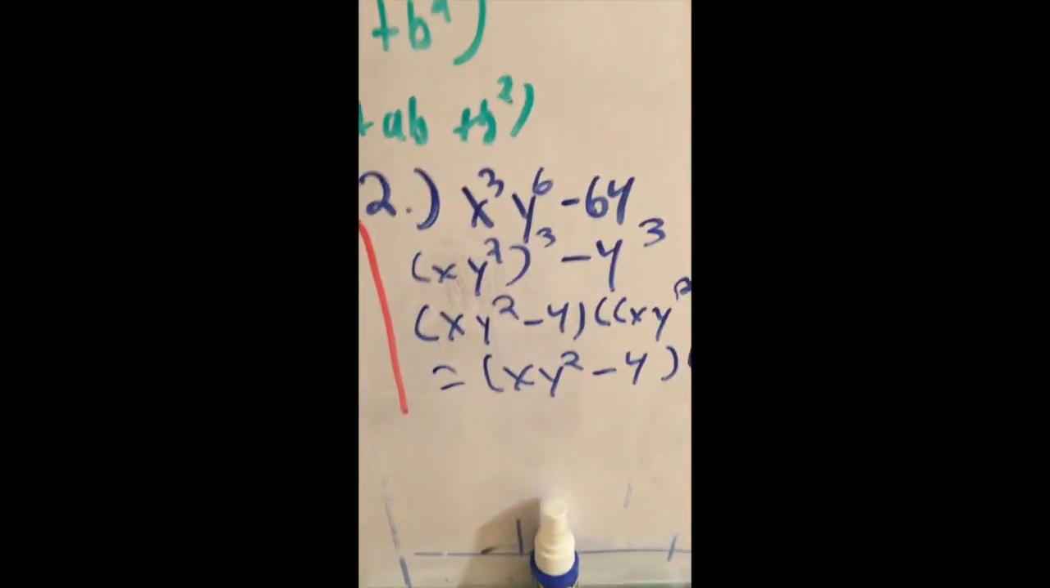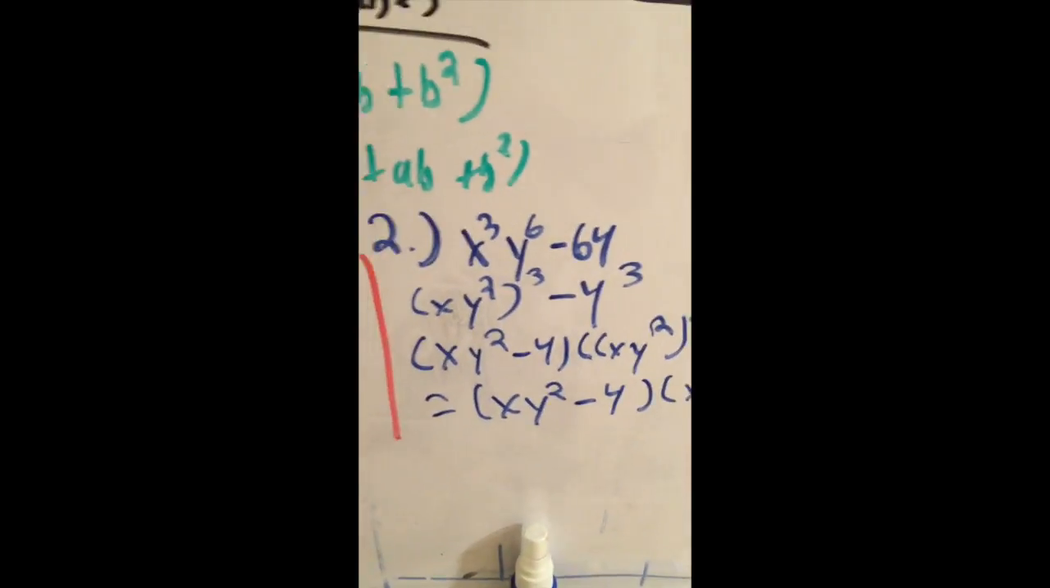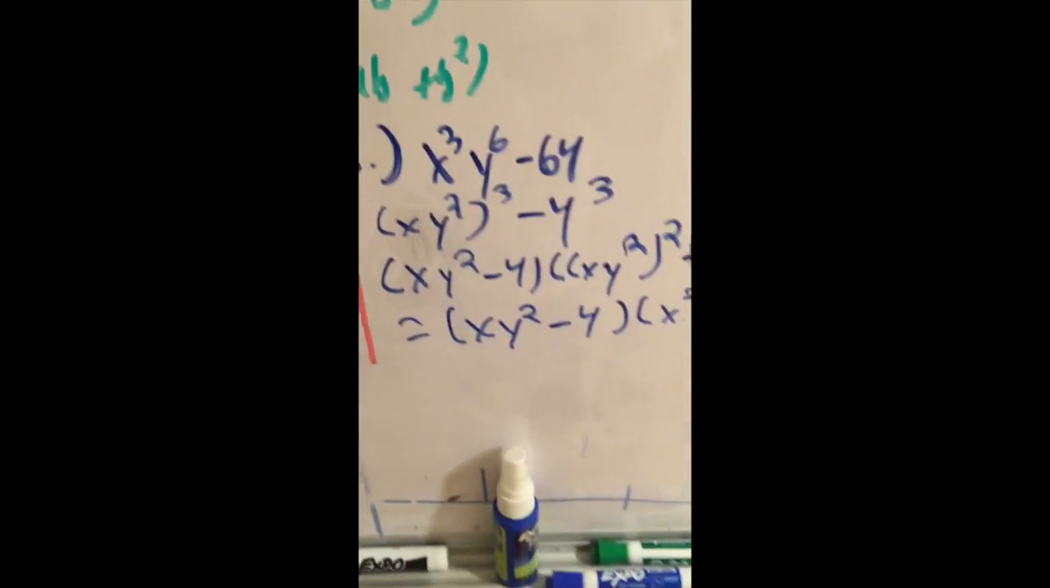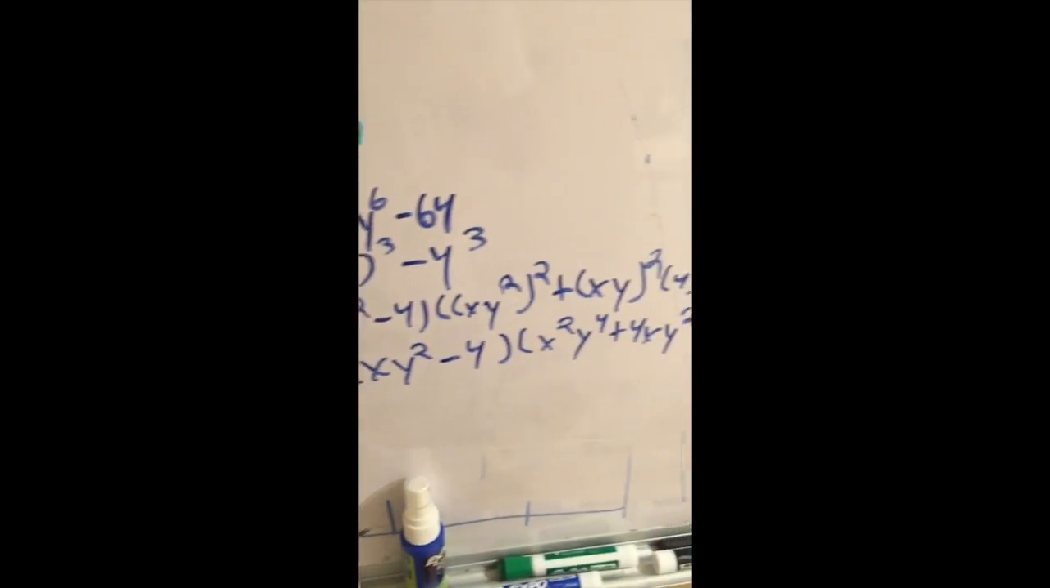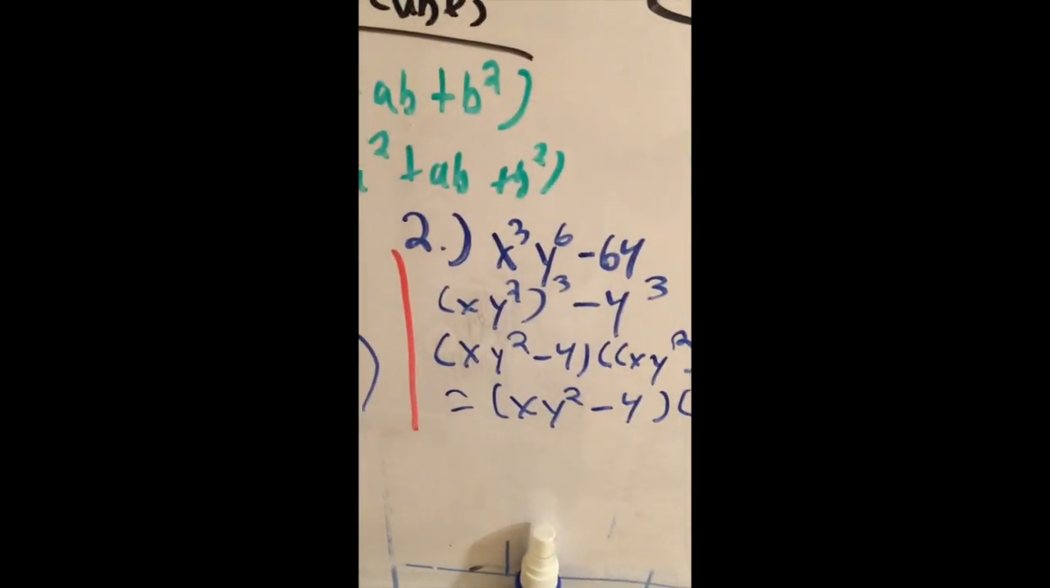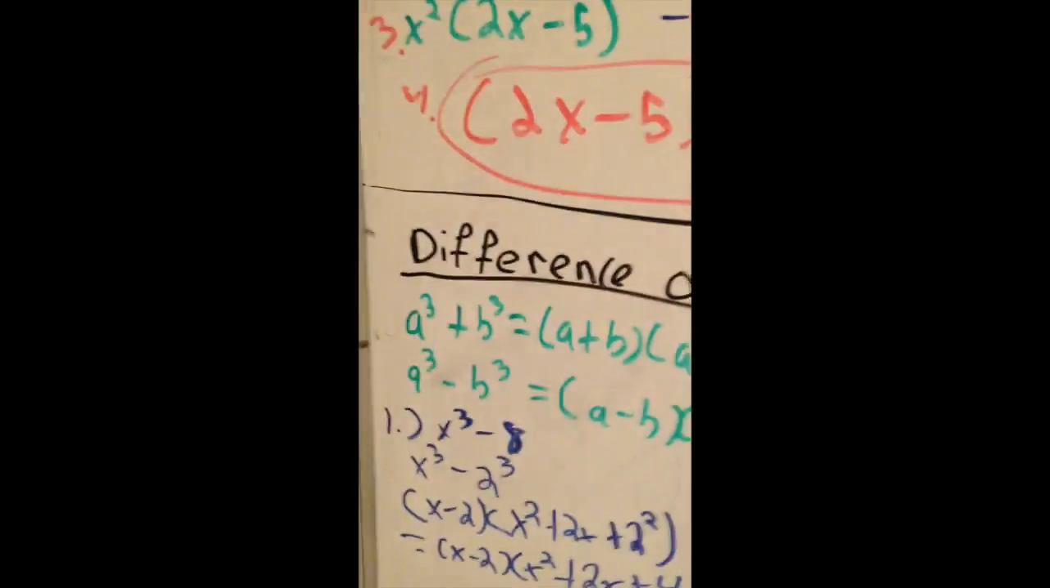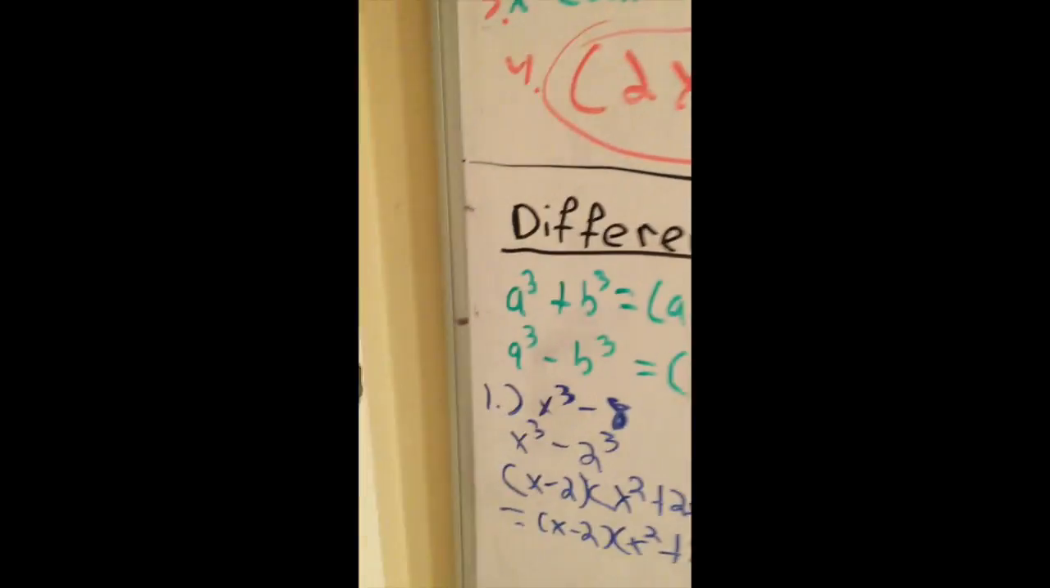That's the first one. This one over here, same thing, just factor out and plug in your numbers and simplify. That's it. All you got to do is memorize this. Once you memorize it, you're in the clear.